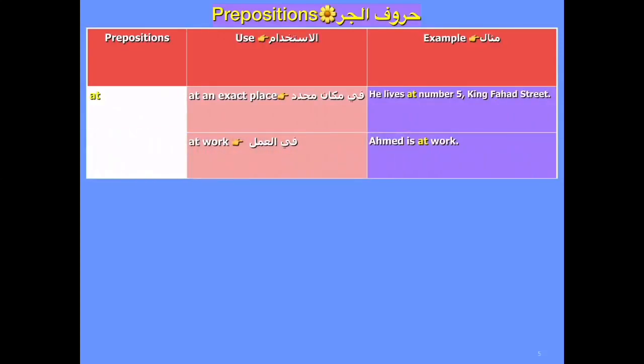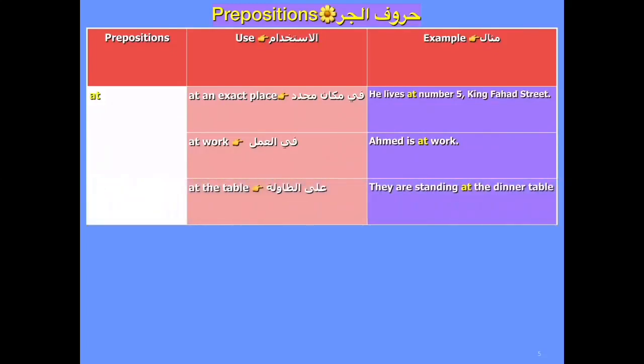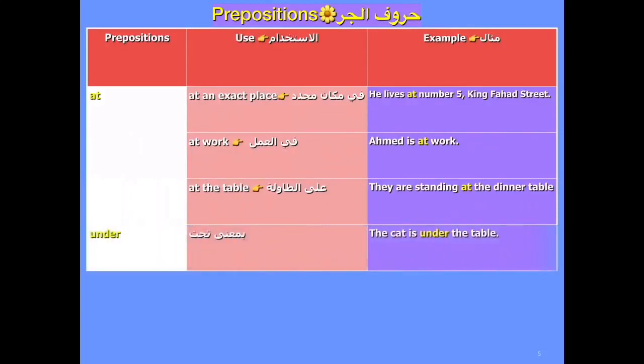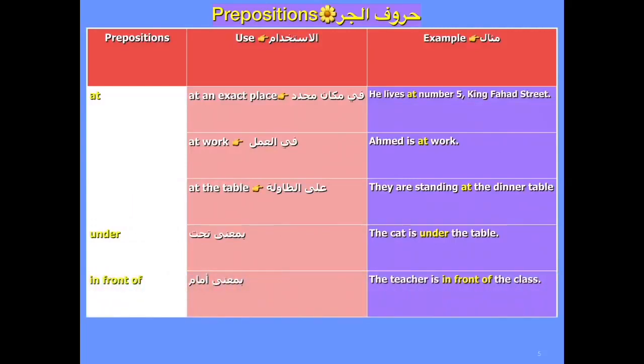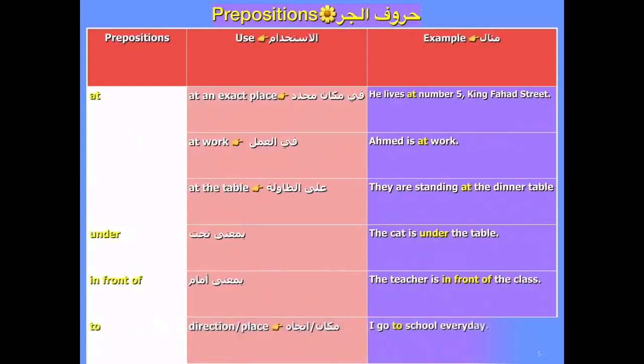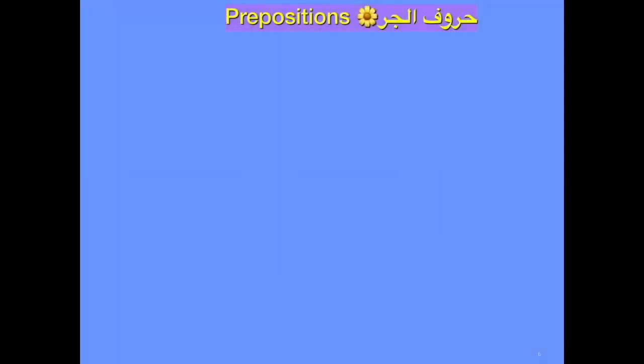At work في العمل. Ahmed is at work. At the table على الطاولة. They are standing at the dinner table. Under تحت. The cat is under the table. In front of بمعنى أمام. The teacher is in front of the class. Direction, place, مكان أو اتجاه. I go to school every day.